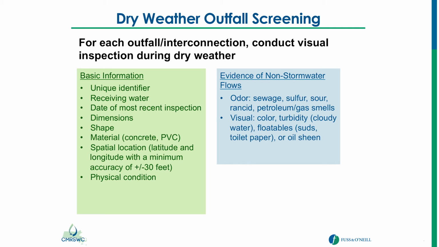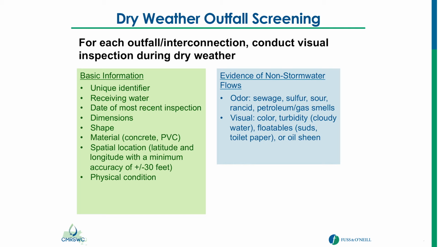So, the dry weather outfall screening. For each outfall, which you will have mapped as part of your compliance with your 2003 permit, you're going to be going out to each outfall, and at each outfall you're going to be recording information like giving it a unique identifier, what the receiving water is, the date of the most recent inspection, which may be the inspection you are currently undertaking, the dimensions of the outfall, the shape of the outfall, and the spatial location of it, which is key in mapping your infrastructure. It only has to have plus or minus 30 feet accuracy, so handheld GPS units that you buy at any big box store are sufficient for compliance with this permit.